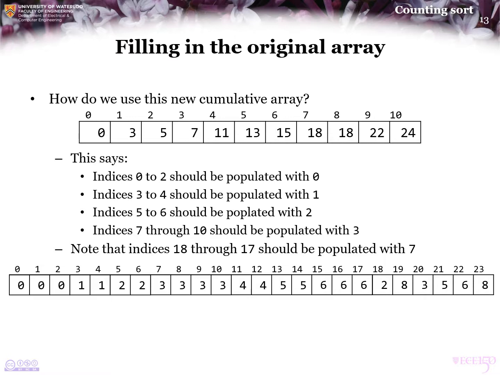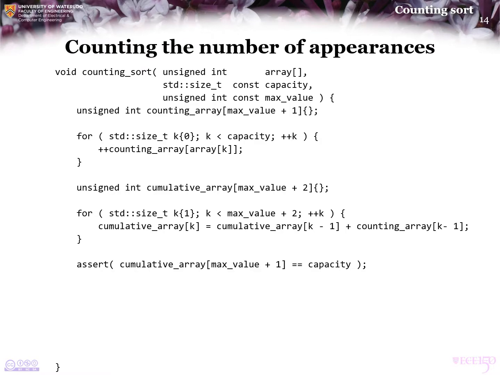Carrying on, indices 18 through 21 should be populated with 8, and indices 22 through 23 should be populated with the value 9. And we are done. So let us finish our implementation using this alternative approach.